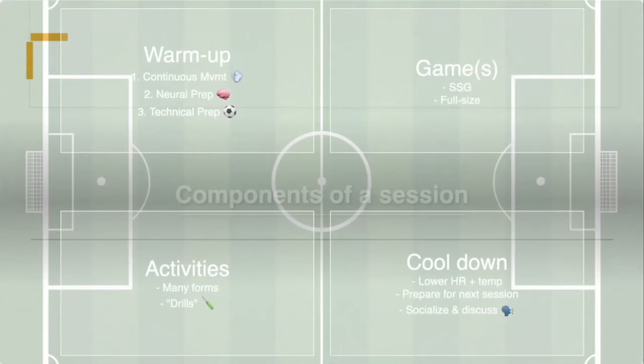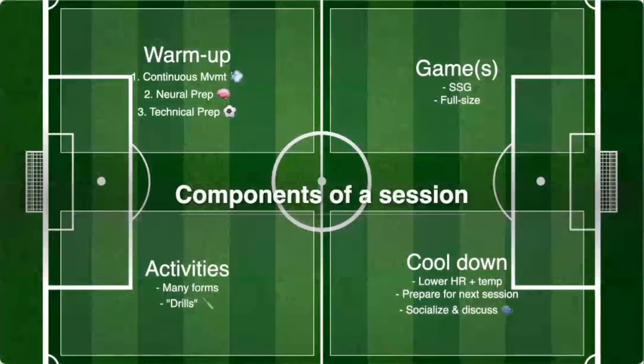So in terms of the components of a session, you've obviously got these 4 overarching areas that you all should be fairly familiar with. They can be further subdivided. You've got your warm-up in 3 different parts: continuous movement, neural prep, and technical prep. We'll dive a little bit deeper into each of these so that we can explain what they're about. And there are some really great resources that Eunice has put together that I'll be sharing after as well, so you can see some more standardized warm-ups and pick ideas from those.